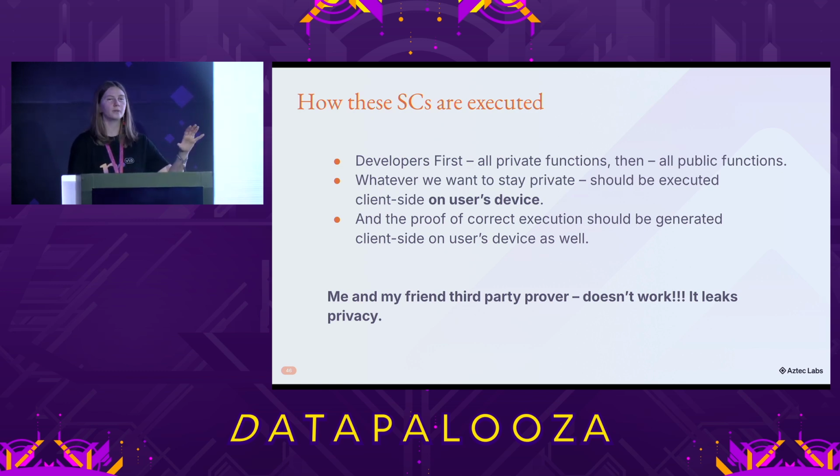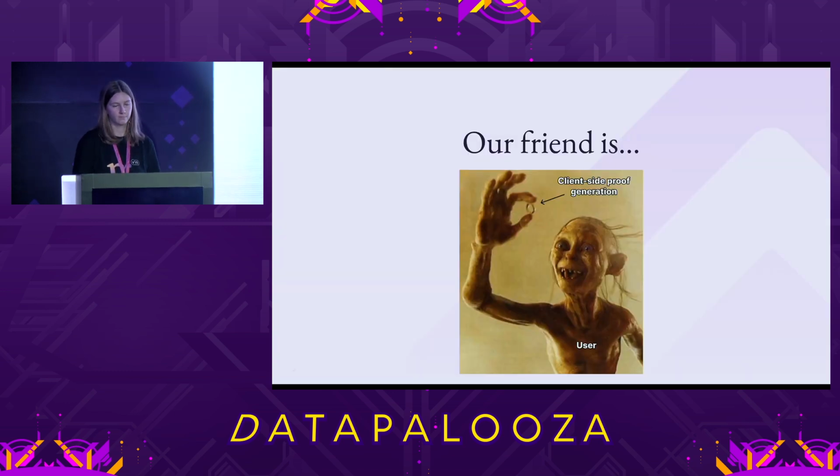A cluster of GPUs, even if I'm the user and they are my personal GPUs, does not qualify as the user's device. Me and my friend, a third-party prover, do not qualify as the user's device for client-side proving. So the proof of correct execution should be generated client-side on the user's device. Yeah, this is our friend, client-side proof generation.